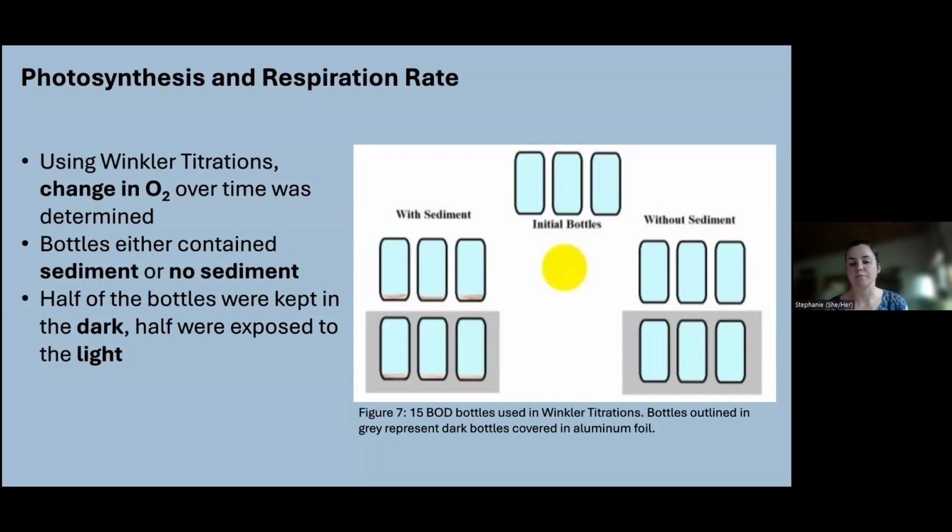Of those 6, 3 I covered with aluminum foil and left in the dark. So 6 bottles with sediment, 3 of those were covered with aluminum foil, left in the dark. 6 without sediment, 3 of them covered with aluminum foil left in the dark, and those were incubated for 24 plus or minus 2 hours. And then the oxygen concentration was measured again.